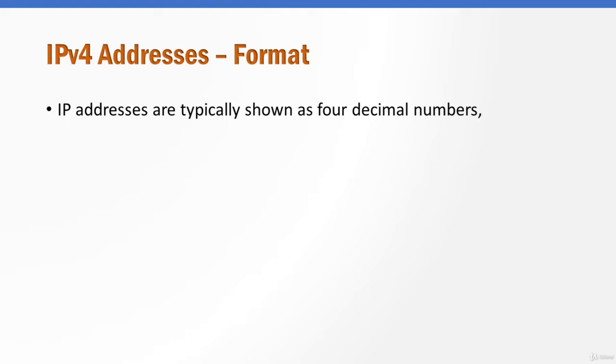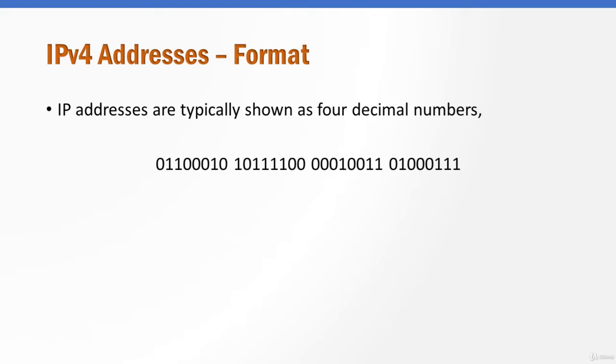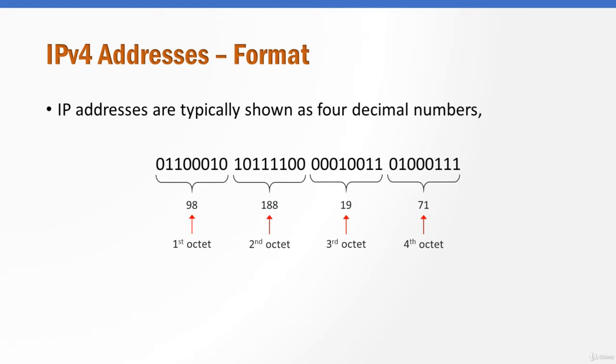An IPv4 address is typically shown as 4 decimal numbers, which we can see here. So this is the example from the previous slide, and these are the decimal values of the same example. And these are the octets. We count the octets from left to right. The first octet is 98, the second one is 188, the third one is 19, and the fourth one is 71. But we don't really write an IP address like this.